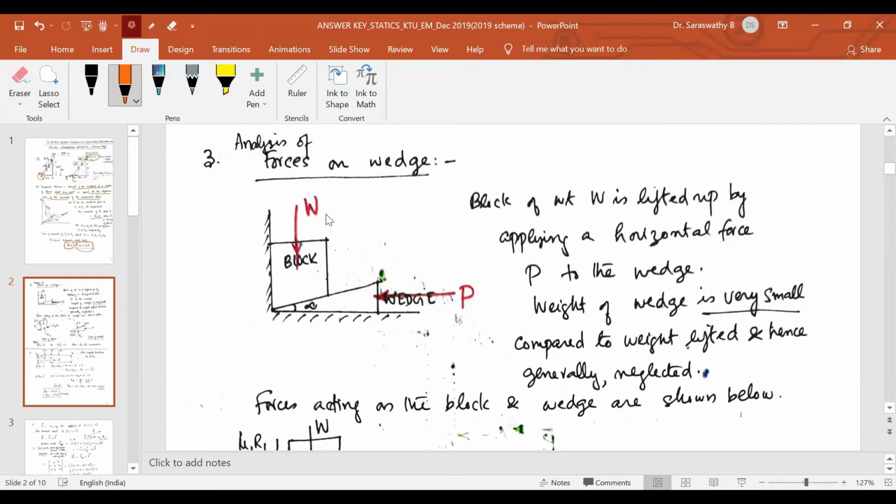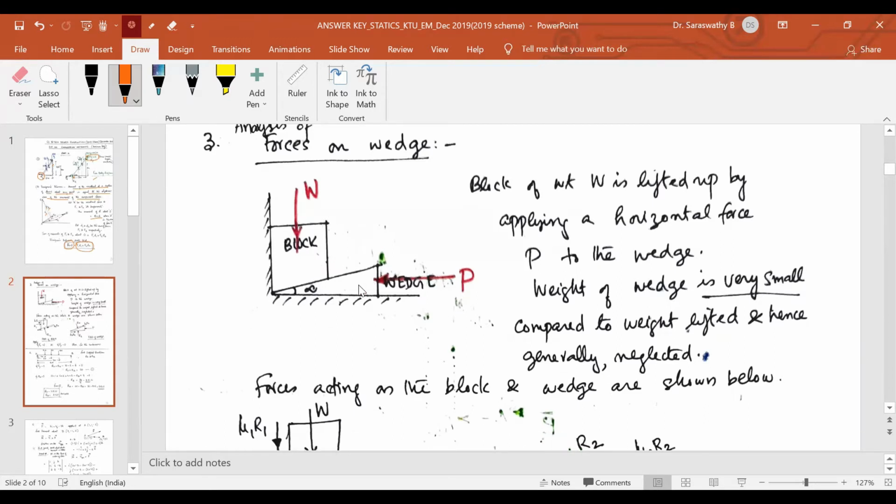Okay, so how will you analyze the forces? You consider the free body diagram of the block as well as the wedge separately. One thing to remember is the weight of the wedge is negligibly small when compared to the weight of the block.